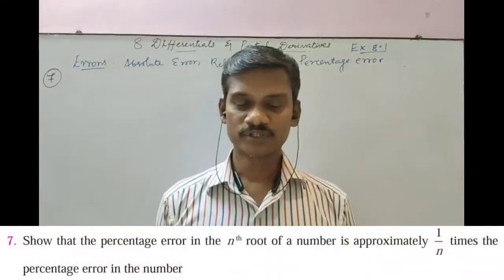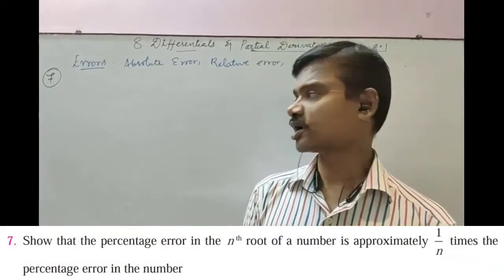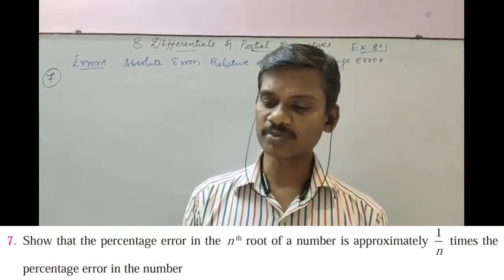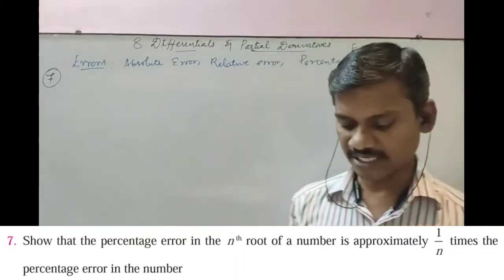Next is the seventh sum. Show that the percentage error in the nth root of a number is approximately 1 by n times the percentage error in the number.